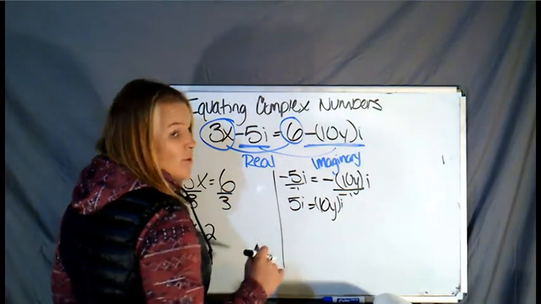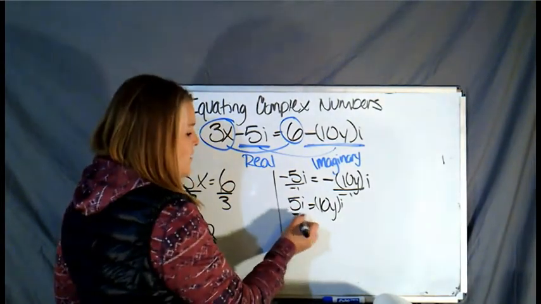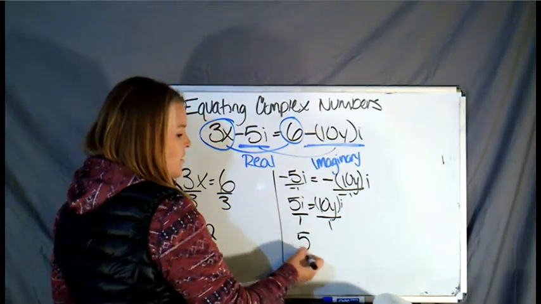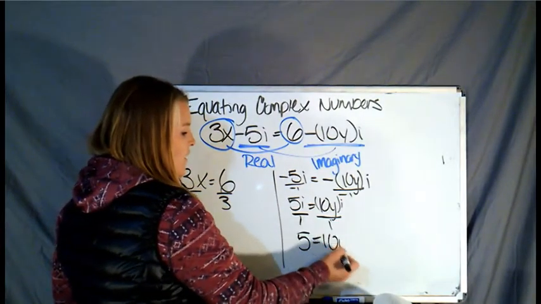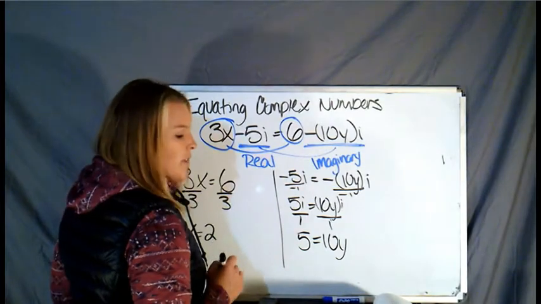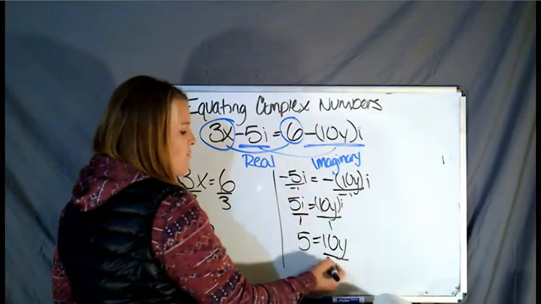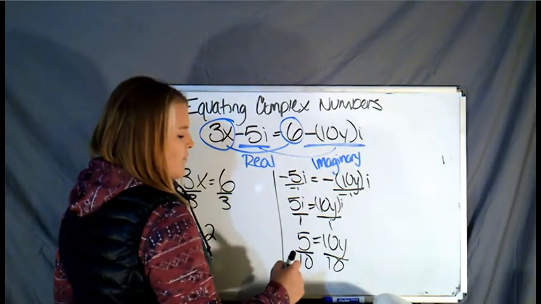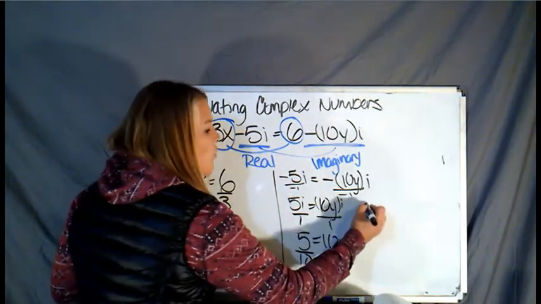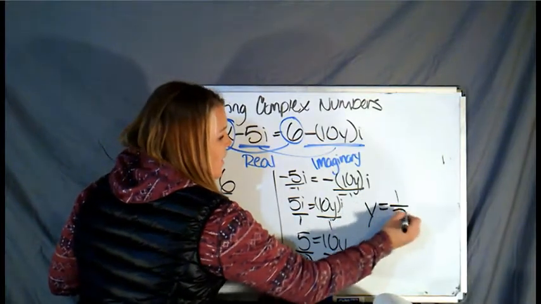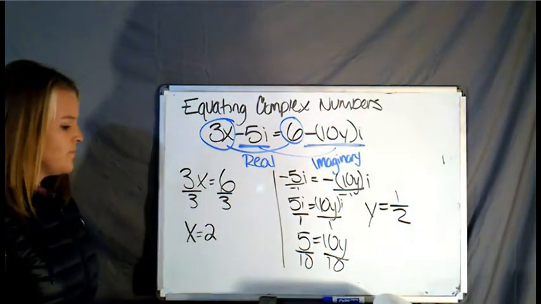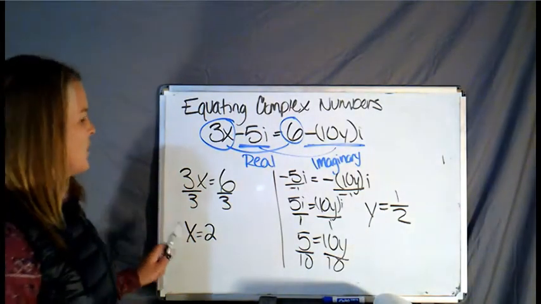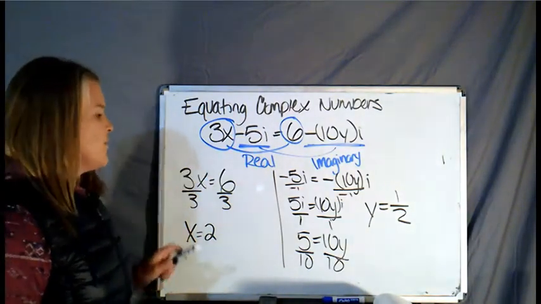Now, I have an i on both sides. I'm going to divide by i, leaving me with 5 being equal to 10y. My next step in getting y by itself, I'm going to divide both sides by 10. And then I'm going to simplify because I'm going to have 5 over 10, so y is equal to 1/2.